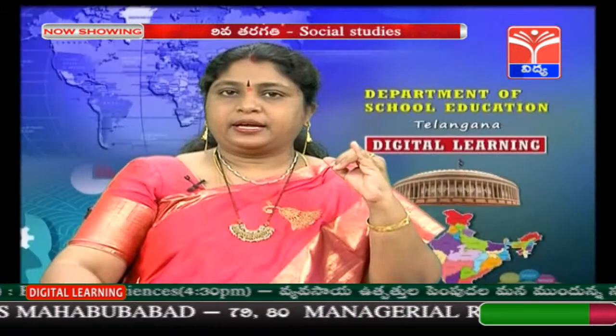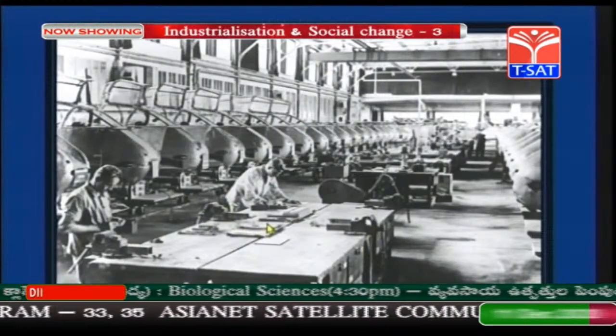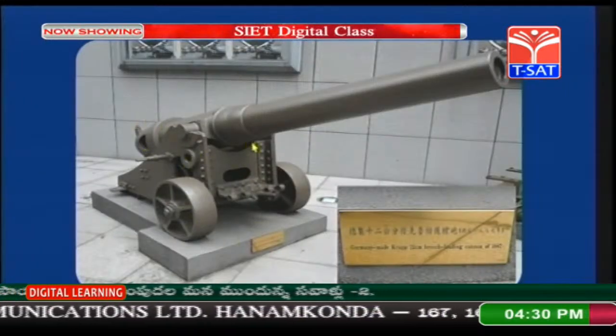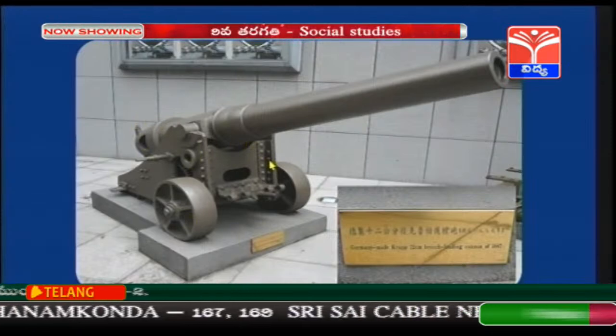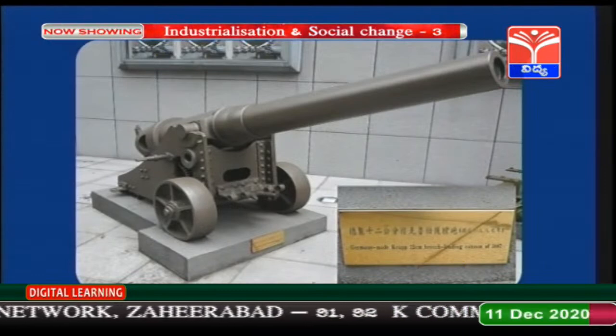So what did the KRUPP family invent? They invented the weapons, that is the arms factory, which was the most important thing during the wars, isn't it? So with this, military power increased in Germany, and it also defeated France in the war. So you can see the factory here. This is a factory of arms and weapons or ammunitions, right? And this is an invention of KRUPP. This is a loaded cannon, and it was made in Germany by KRUPP.